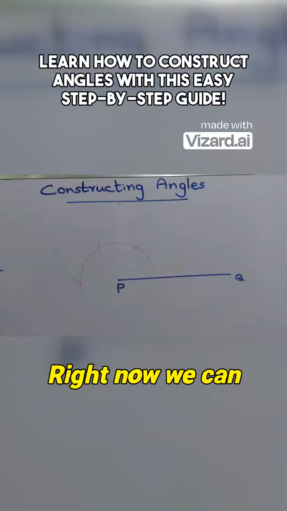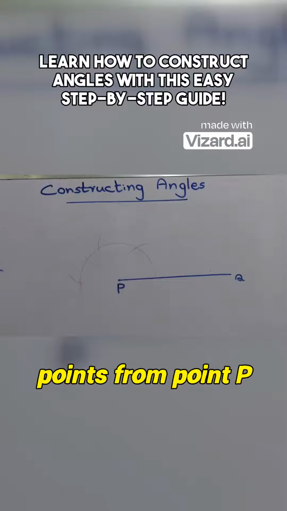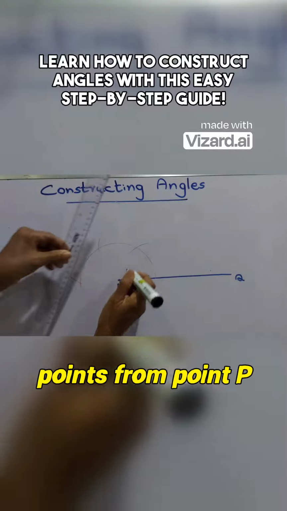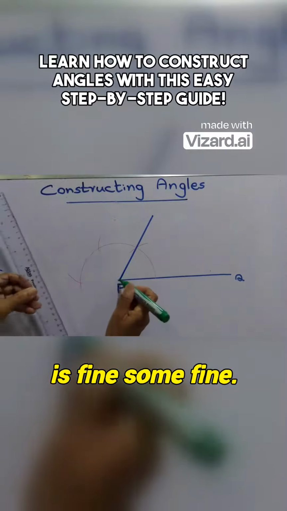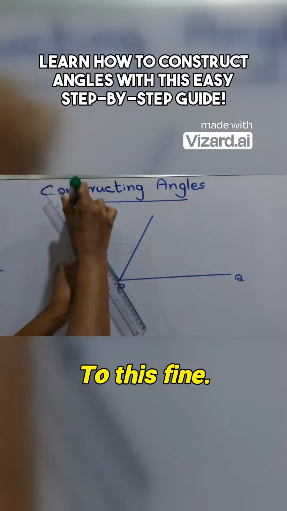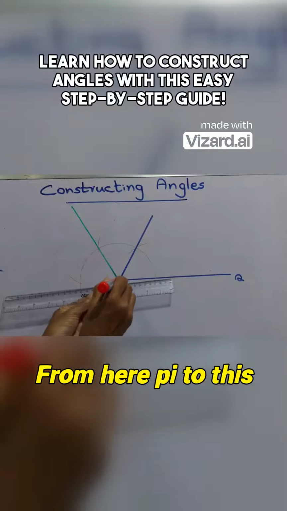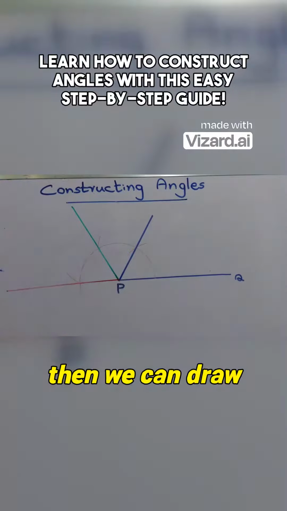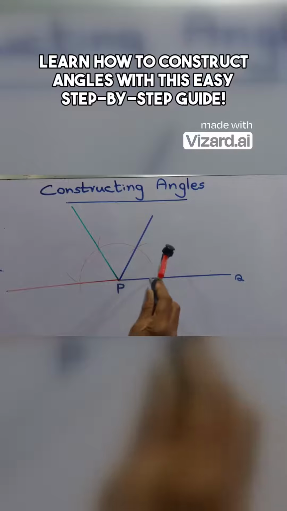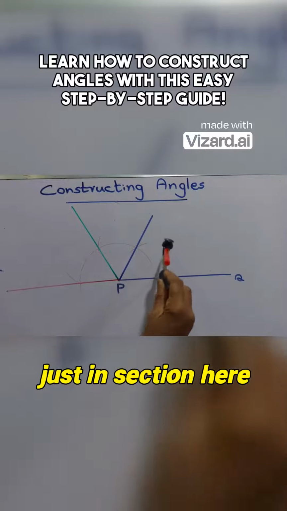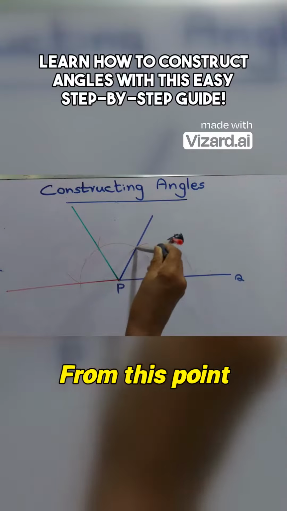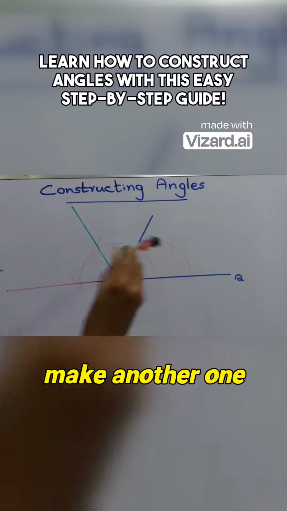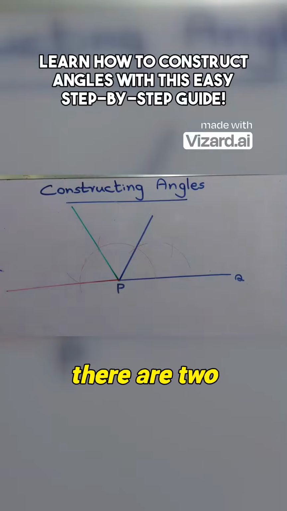Right, now we can join these points from point P to this point, from point P to this point, from here P to this point. Then we can draw another arc. There's an intersection here. From that joint, from this point, we can make another line, right? There are 2 points there. We can draw another line there.